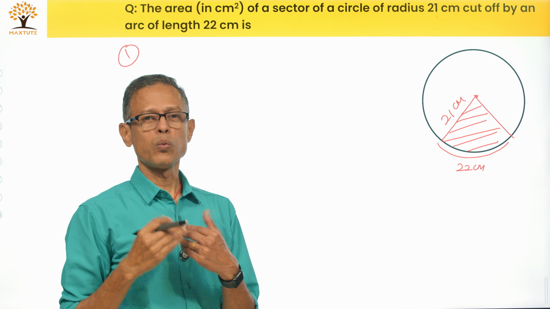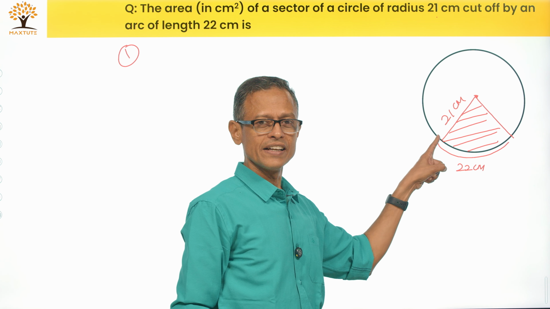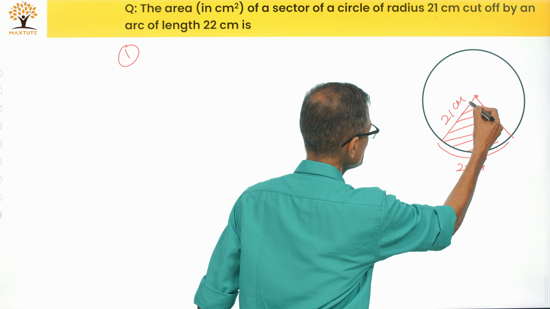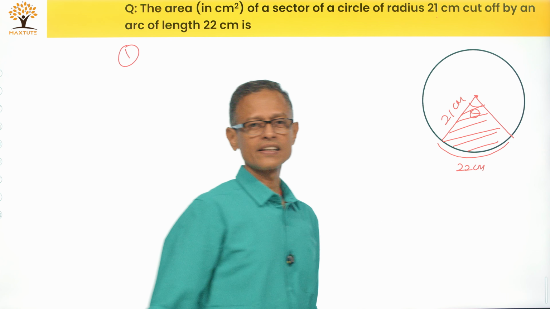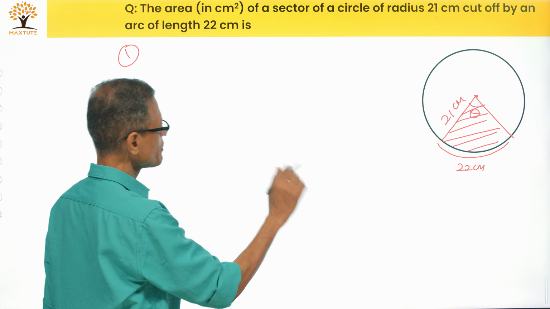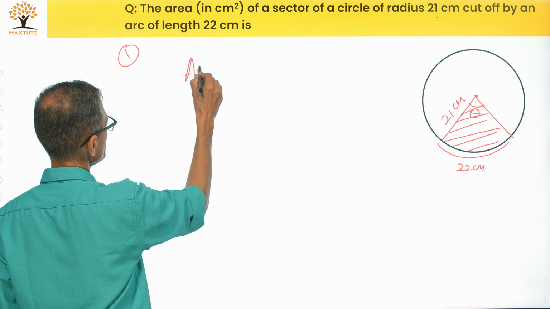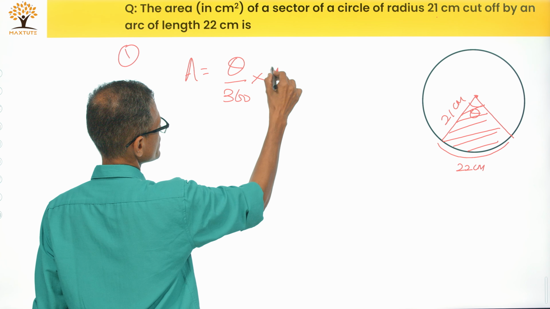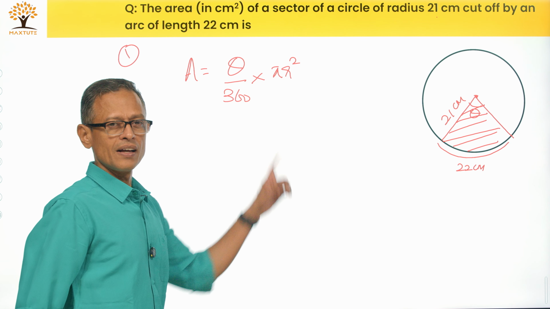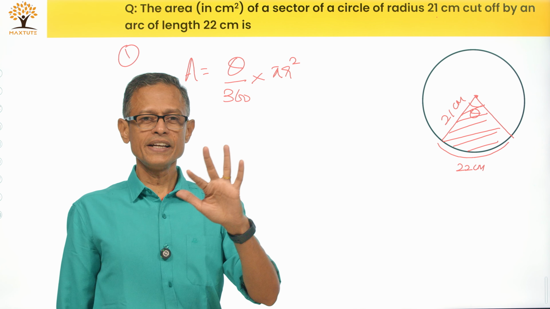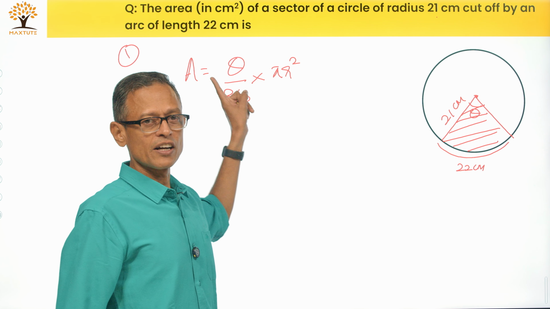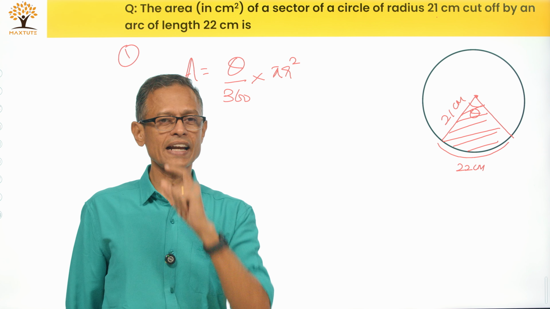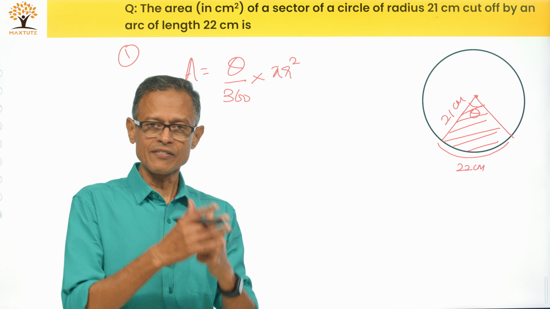Ideally, what would you have wanted? You would have wanted the radius and the angle made by this sector at the center of the circle. If that information were available, the area would have been equal to theta divided by 360 times the area of the circle, which is pi r square. R available, 21, pi 22 by 7. If theta were known, we would have been able to quickly arrive at the answer. No, we don't have theta.